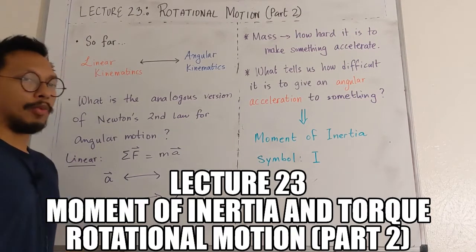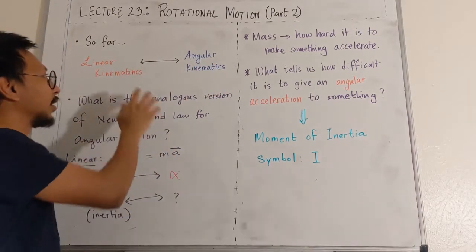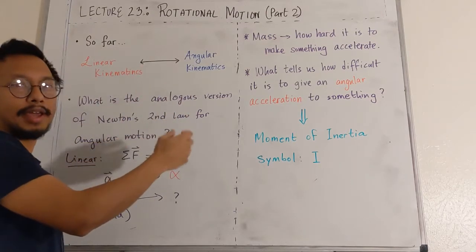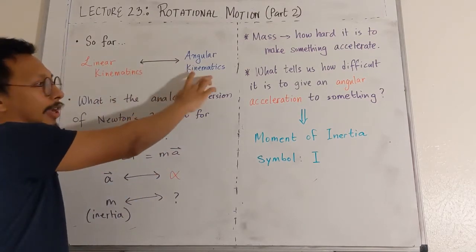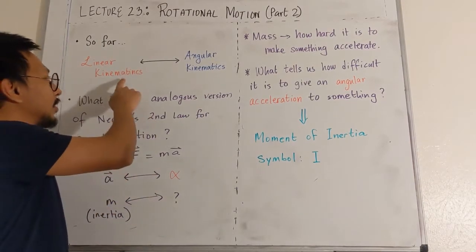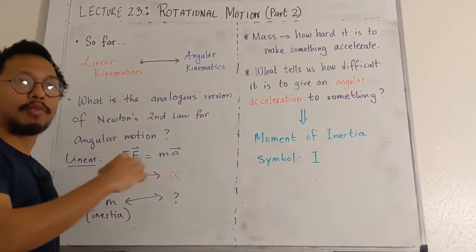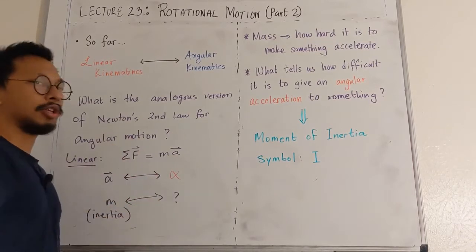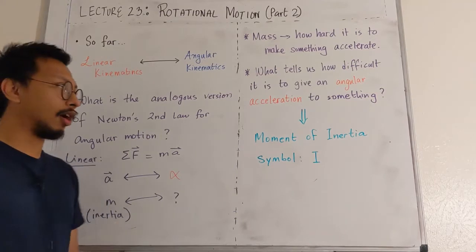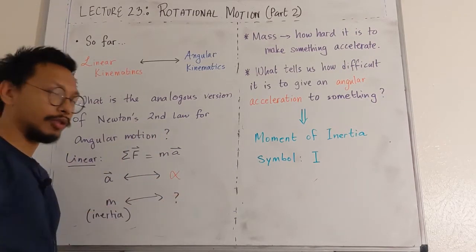Hi there. So far, we have connected linear kinematics to angular kinematics by recognizing the relationship between linear kinematic variables v, x, a, and so on to angular kinematic variables in theta, omega, and alpha. Since kinematics, linear and angular, are connected and can be derived from one another, the next logical question to ask is, what about dynamics? That is Newton's second law. Are they somehow connected from linear motion to angular motion?